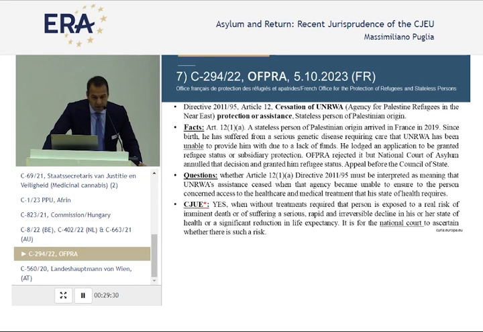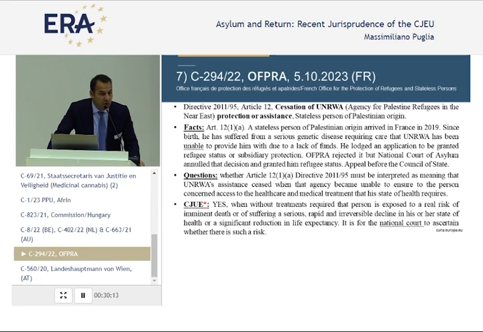What is the case? In this case, we have a stateless person of Palestinian origin who arrived in France in 2019. Since birth, this person has suffered from a serious genetic disease that requires an assistance that the agency couldn't give him. And so he lodged an application to be granted refugee status or subsidiary protection, but the application was rejected by the French Office for the Protection of Refugees and Stateless Persons. But in this case, the National Court for Asylum annulled this decision and granted him refugee status.